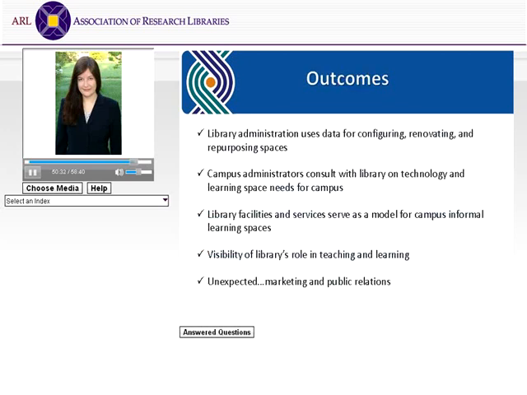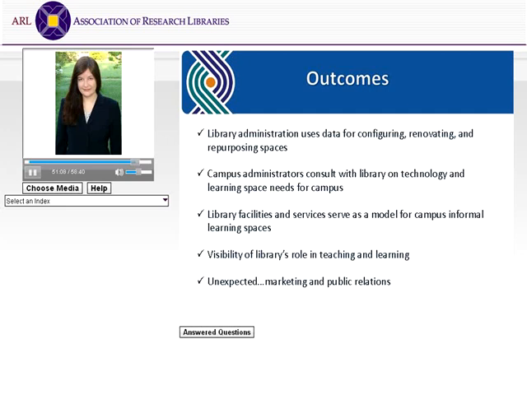Okay, and then moving on to the outcomes. And you can see some of those there. Some of the outcomes have been that our administration can use this data for configuring, renovating, and repurposing spaces. Campus administrators consult with us on technology and learning space needs for campus. I think our associate dean, Rita Smith, could probably be an architect at this point. I'm almost positive. I feel like I could probably do a lot with that myself. It's amazing the expertise that you gain with just configuring spaces for students in projects like these.